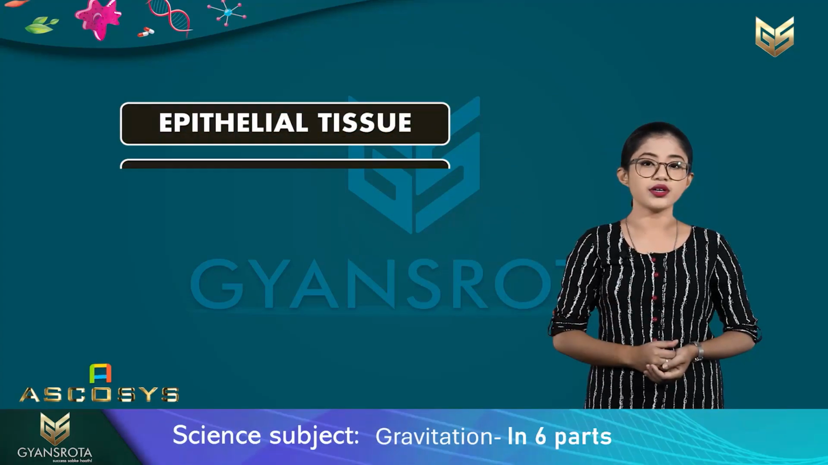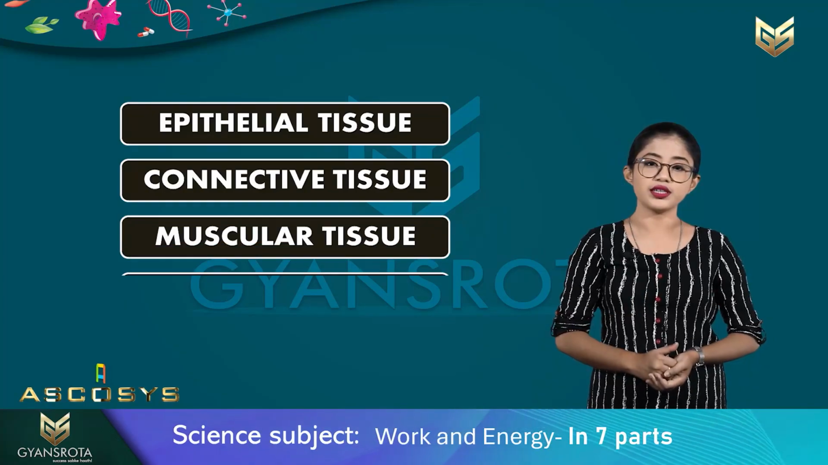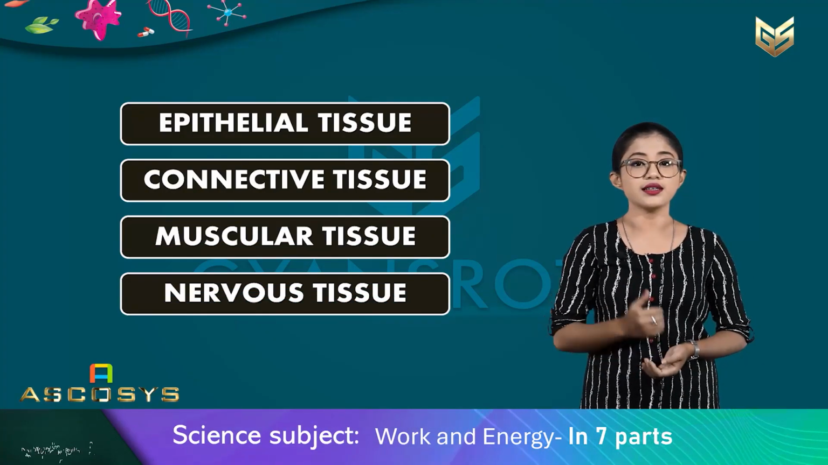Now these animal tissues are of four types. The first one is the epithelial tissue, next is connective tissue, the third one is the muscular tissue, and the fourth one is the nervous tissue. Now we are going to discuss each of these different types of animal tissue.